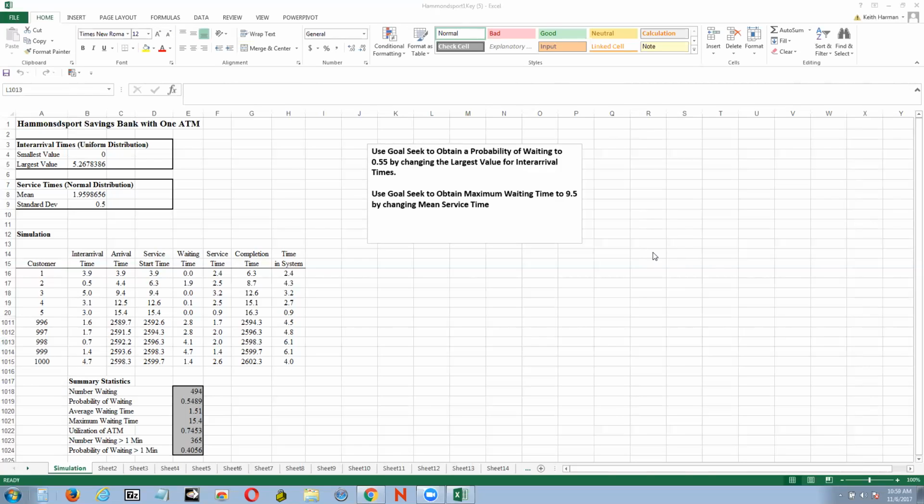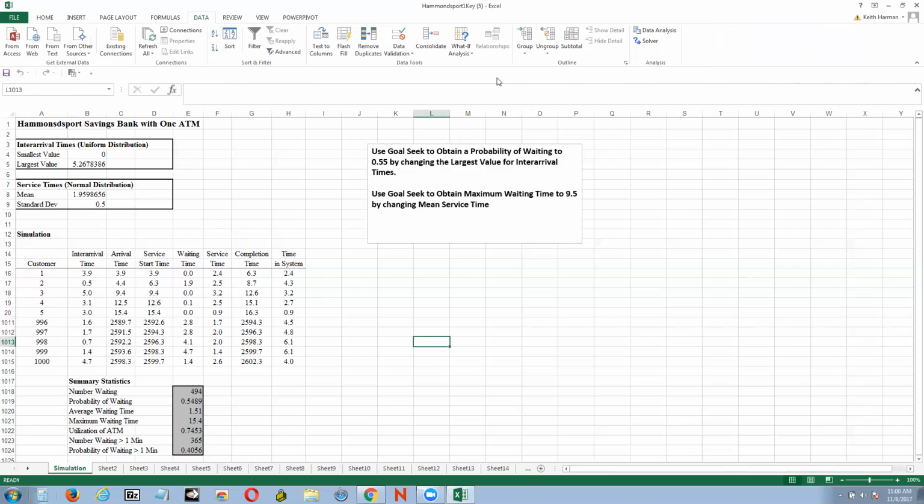That should have been a fairly simple exercise to do. And here we got the probability of waiting time to 0.54, as you see. We use the largest value up here, and then we use goal seek to obtain the maximum waiting time of 9.5 by changing the mean service time. So we could do that, and we'll go over here, we'll look at data.